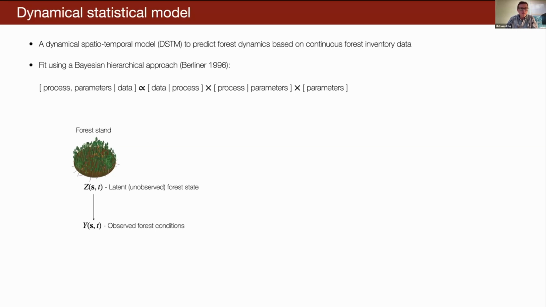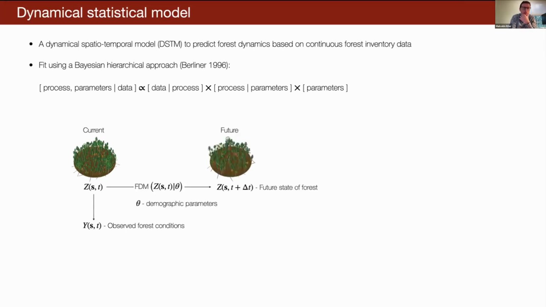To highlight this a little more clearly, we have a hypothetical forest stand. We're looking at some forest conditions at a given location and time point. Z there denotes the latent or unobserved state of that system. And then I'm using Y to denote the observations, maybe inventory observations at that location and time point. What this highlights is the fact that we never get perfect observations of the underlying forest state. Our inventory observations are always subject to some observational error. They're always going to be some noisy realization of that underlying state of the system.